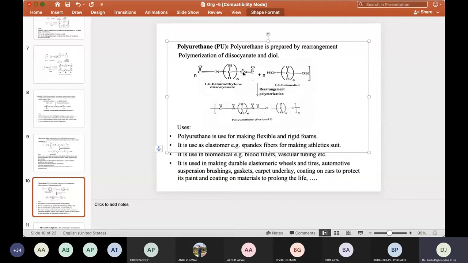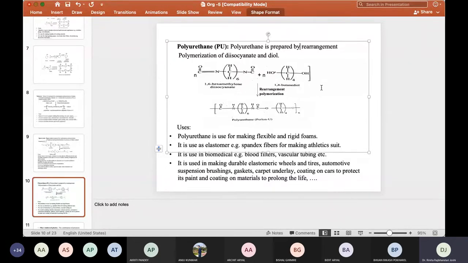Look, the hydrogen gets bonded to the nitrogen so that the double bond here changes into a single bond, as well as the double bond here changes into a single bond, and then it forms the polymer known as polyurethane, or PU. Okay, and this is your polyurethane by rearrangement reaction.